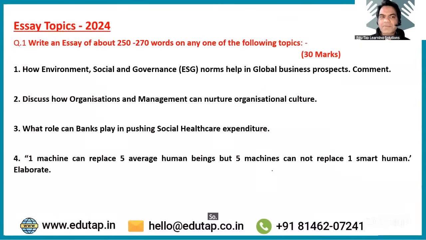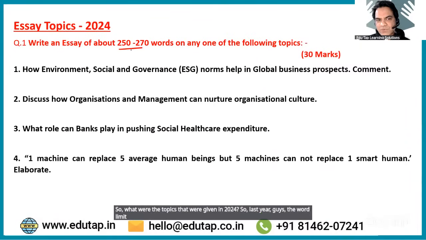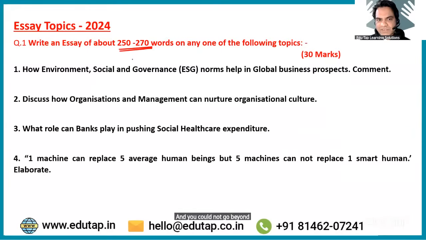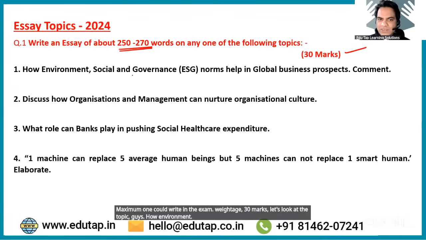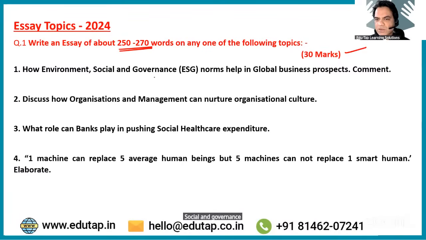So what were the topics that were given in 2024? Last year, guys, the word limit that was mentioned was 250 to 270 words, and you could not go beyond 270. So 270 was the maximum one could write in the exam. Weightage 30 marks. Let's look at the topic, guys. How environment, social and governance norms help in global business prospects. ESG. I think you must have read about ESG in your syllabus. Have you, Suraj? Environmental, social, governance, ESG norms. पढ़ा है guys आप सबने? Yes or no?